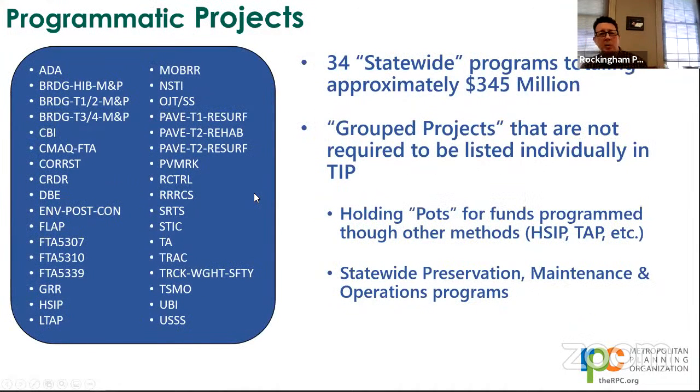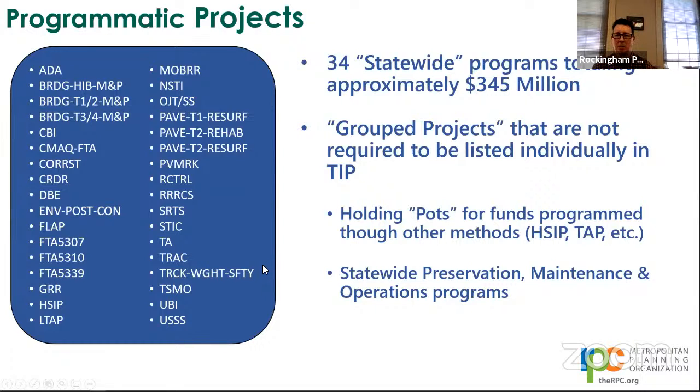When we look at the programmatic projects specifically, like I said, there are 34 statewide programs, about $350 million worth of funding. These are projects that don't need to be listed individually in the TIP. And so they're sort of holding pots of money for various types of things. I'm not going to go into what each of these are, as that would take entirely too much time, but it's largely maintenance and preservation type work.